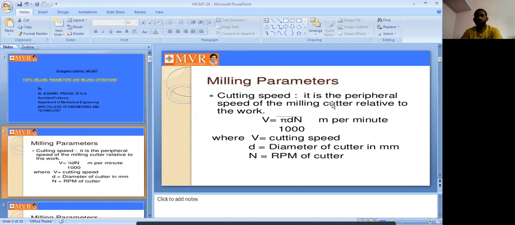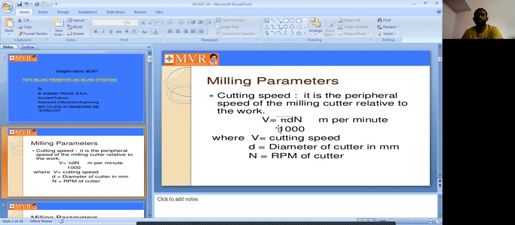Cutting speed is the peripheral speed of the milling cutter relative to the workpiece. It is the speed of the milling cutter we are using on the milling machine. By using the cutter, we remove metal from the workpiece. The cutting speed depends on the speed of the milling cutter relative to the work. Therefore, cutting speed V equals πDN by 1000, in meters per minute.